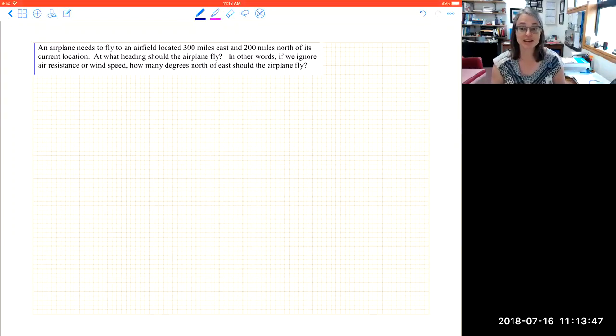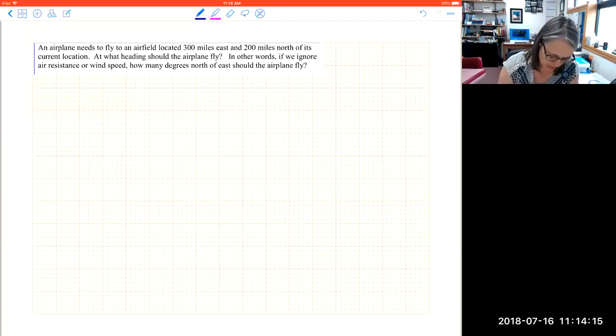This is an example from section 6.5 of your text. We're told that an airplane needs to fly to an airfield located 300 miles east and 200 miles north of its current location. At what heading should the airplane fly? In other words, if we ignore air resistance or wind speed, how many degrees north of east should the airplane fly? So let's start by visualizing what's going on.